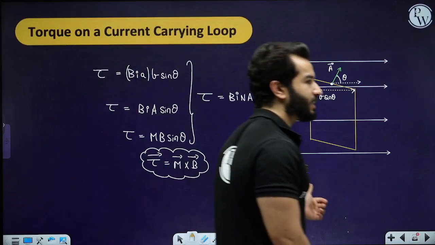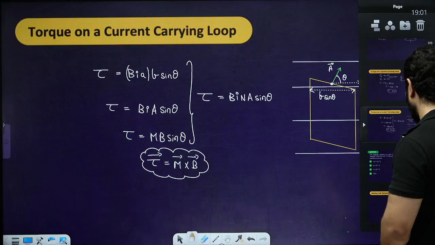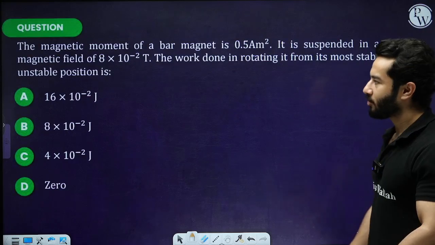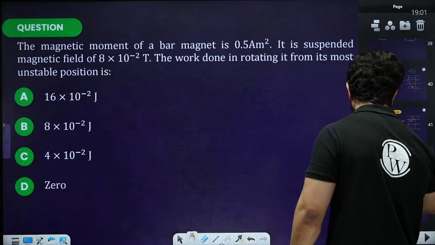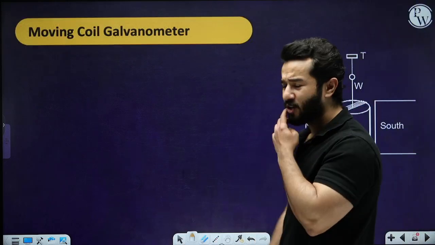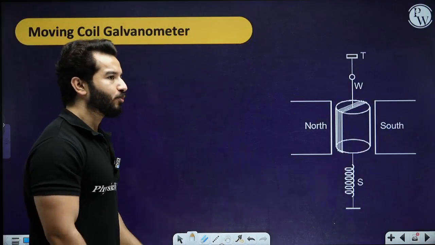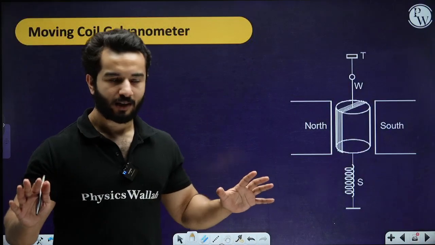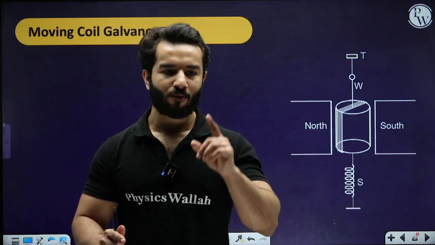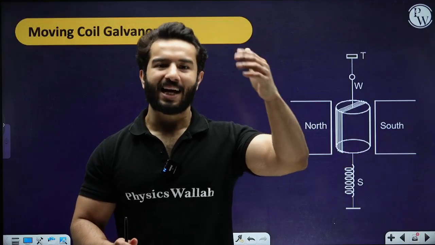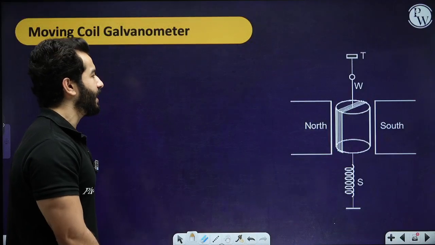We studied this torque on a current carrying loop because we are going to use the same thing in a moving coil galvanometer. First of all, a very easy question for you in homework. Acha, unstable equilibrium, not going to discuss it over here because we are going to discuss it in magnetism and matter. Acha, moving coil galvanometer, everything is covered. Conversion is already covered in current electricity. Please see why I covered that over there, because parallel and series was done over there, hai na? So I completed this particular part in that chapter.